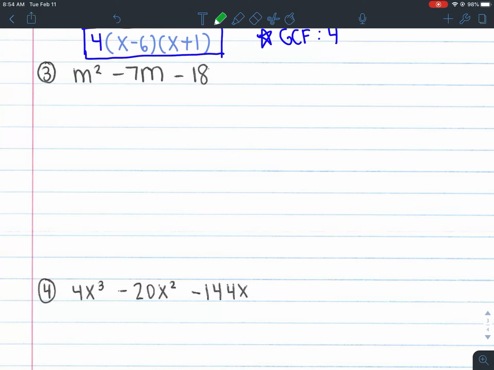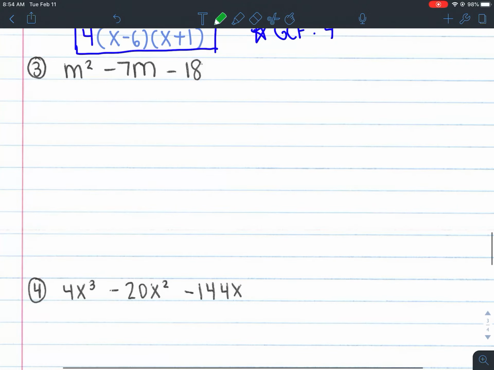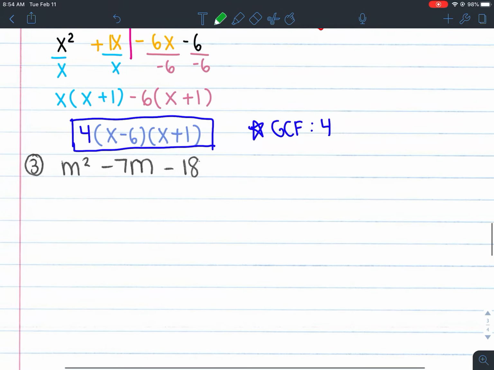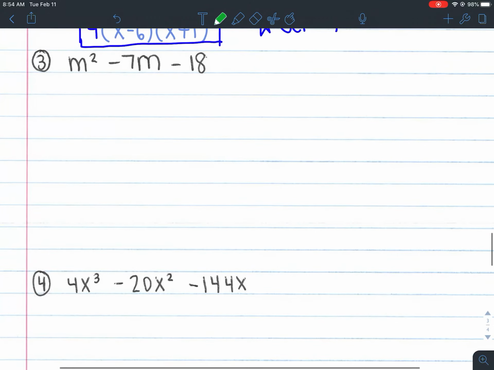The largest number you can factor out is a positive 1. So I can't take out any numbers, and I can't take out any m's, so I don't have a GCF other than 1 here. That means I don't have to worry about the GCF at the very beginning like in this problem. I can just move on with my day.